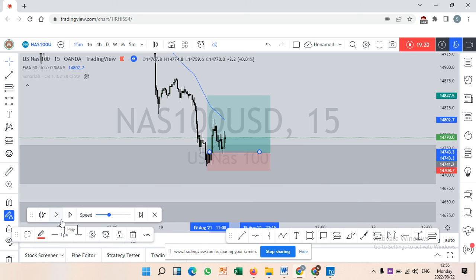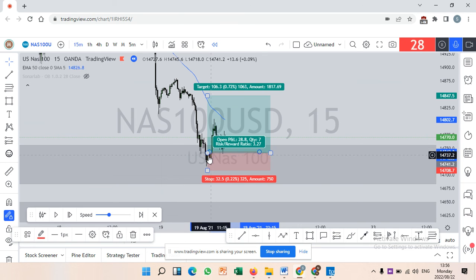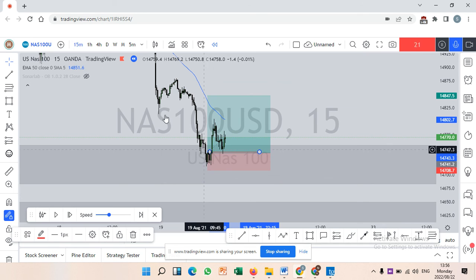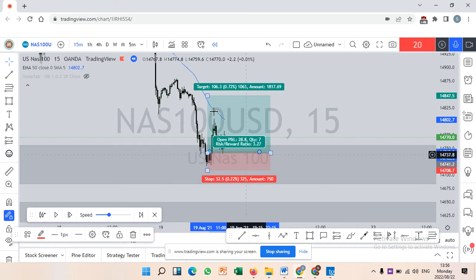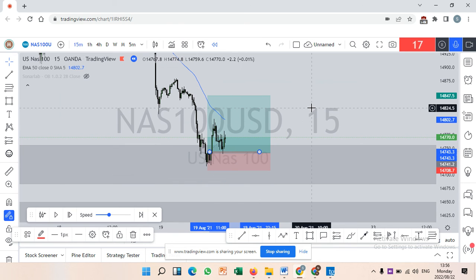So what happened? It was a 4 hour zone. Our entry price was around 14,750, and price did react off the 4 hour zone and give us a 15-minute entry time frame or entry criteria, whatever you want to call it. Then it went up, came down, and hit us at break even. That's what happened.